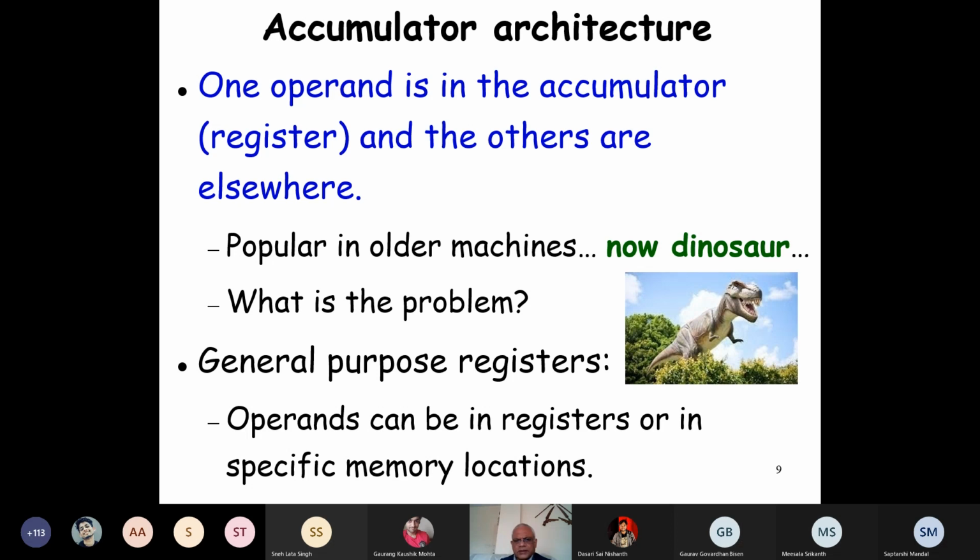Okay, I don't think that's the right answer. Anybody else? Sir, the original operand can be lost. When any operation is performed, when an accumulator fetches data and performs an addition or subtraction, the original value can be lost.